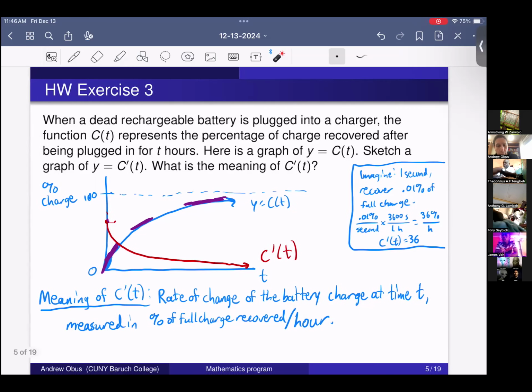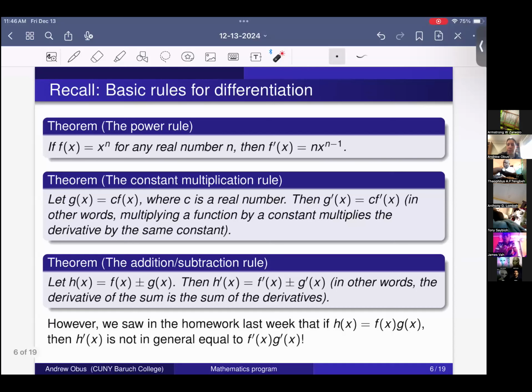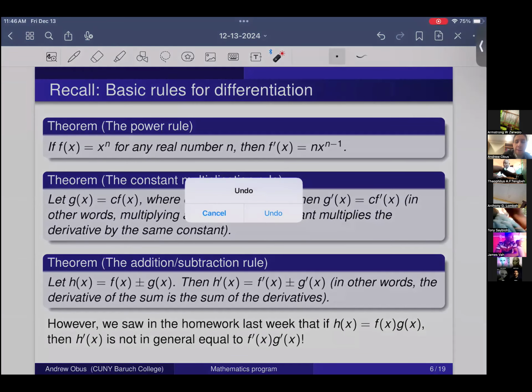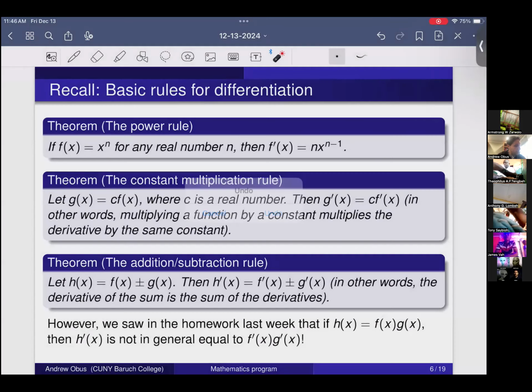Okay. All right, so let's move on to what we're going to do for today, which is going to be much more about formulas, a little bit less about conceptual stuff. So I want to recall these rules that we have for taking derivatives, right? These are rules that we've done for the last 2 sessions. So the most important rule is this power rule. If f of x is x to the n for any real number n, then f prime of x is n x to the n minus 1.